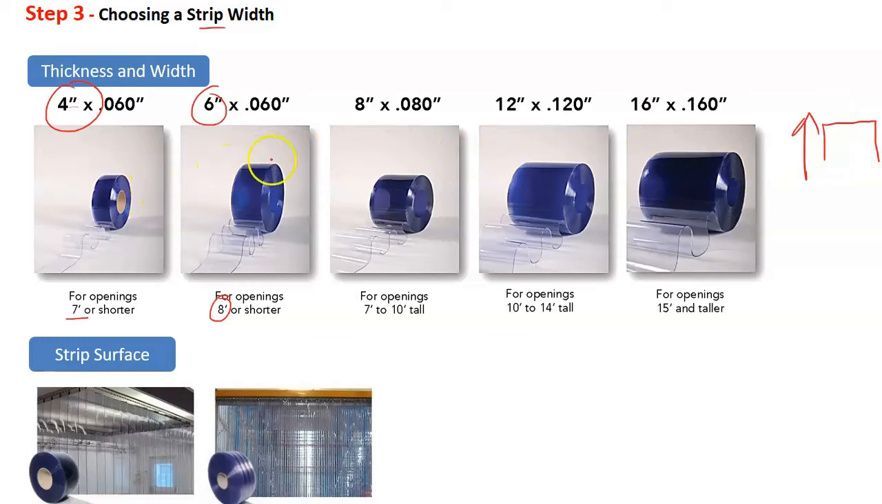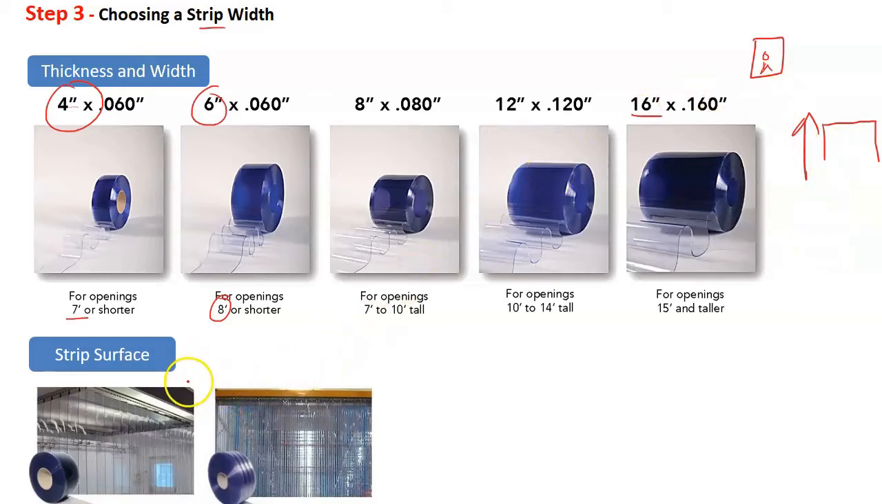You don't want a real wide, thick strip if you have a small opening where the people are going through like this, because it's going to be hard to walk through. It's going to be pretty obtrusive. And we choose this for you when you fill out our form. So we're going to take a look at your traffic, what's coming and going, how often it's coming and going, and if the strip is inside or outside.